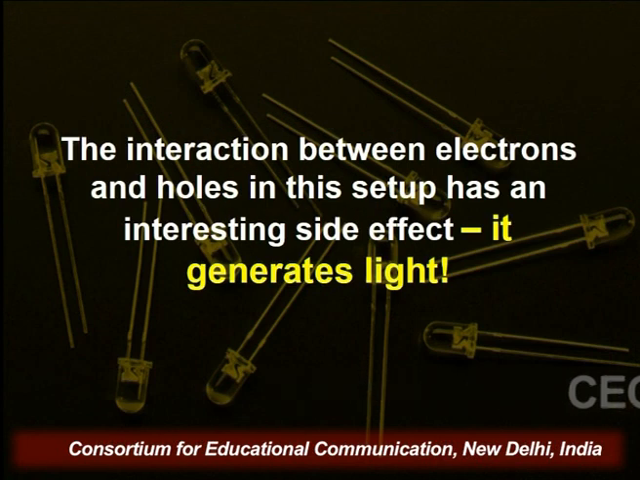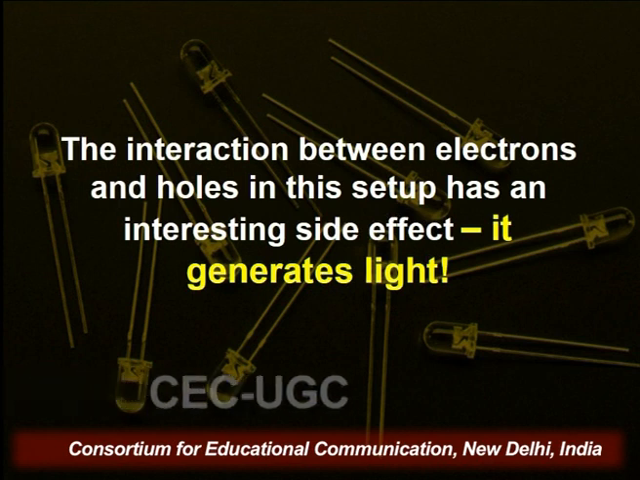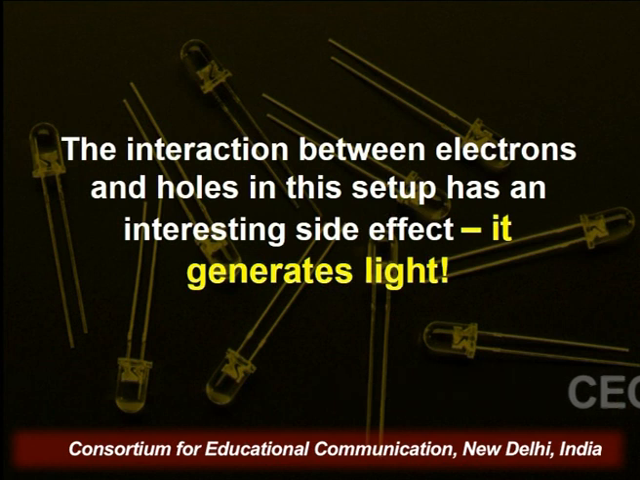The interaction between the electrons and holes in this setup has an interesting side effect. It generates light. That effect is the generation of light, and that's why it becomes a light emitting diode. So how can we produce light by using this system?